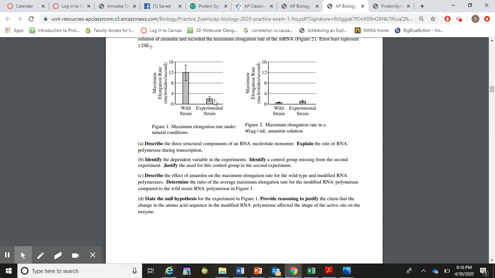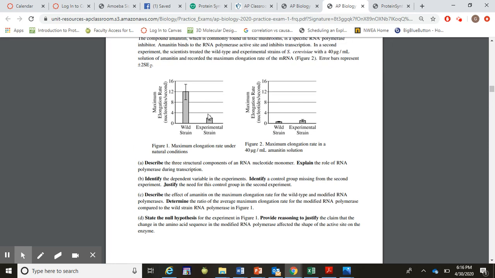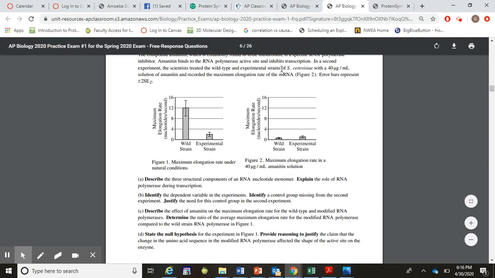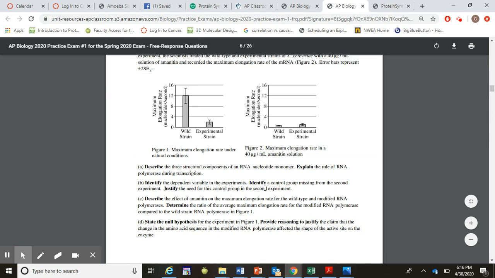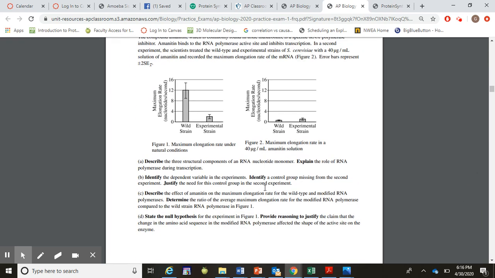And you could also use the evidence up here to say that the graph shows you that there was a significant difference between the two strains when the active site was changed due to the amino acid substitution changing the primary structure. So I hope that makes sense, and I hope that helps.